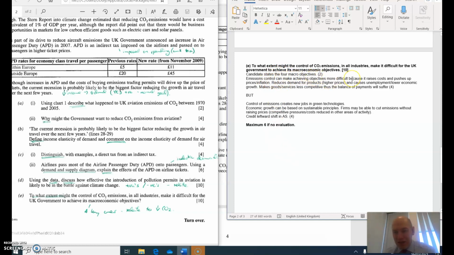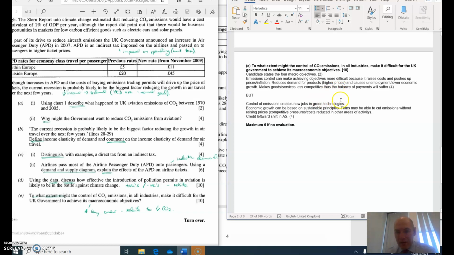Well, it's going to raise costs. It's going to push up prices in inflation. That might reduce demand and cause unemployment and lower growth. And also prices may go up, which makes Britain less competitive, and therefore the trade balance will suffer.